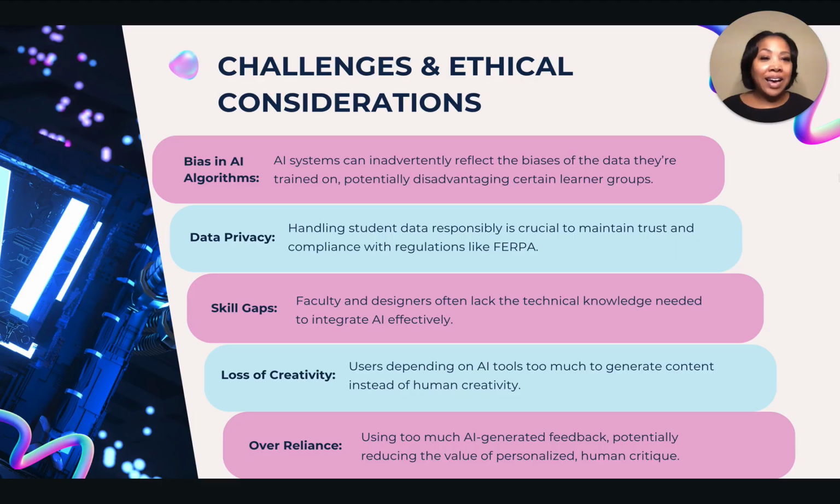We love AI. It's made our life so much easier, but it's not perfect, right? It has its challenges and ethical considerations, and so we're going to review some of those. Bias in AI algorithms. AI systems can inadvertently reflect the bias of the data they're trained on, potentially disadvantaging certain learner groups. Data privacy. Handling student data responsibly is crucial to maintain trust and compliance with regulations like FERPA.